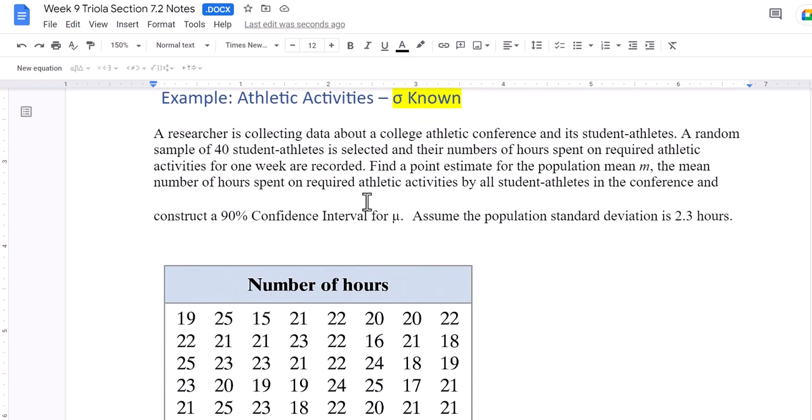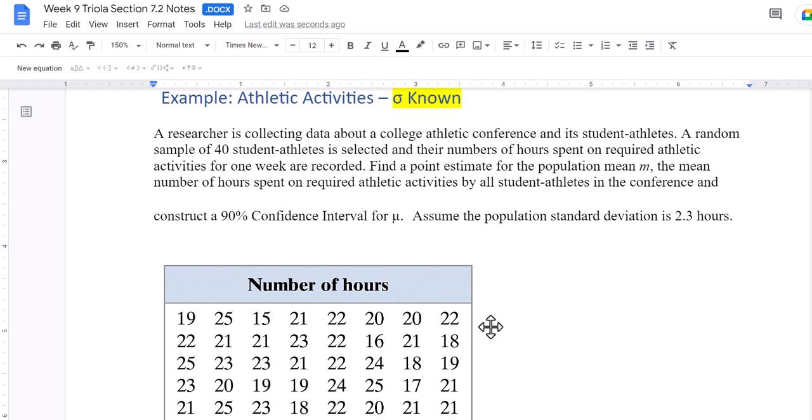Researchers are collecting data about a college athletic conference and its student athletes. A random sample of 40 student athletes is selected and their number of hours spent on required athletic activities for 1 week are recorded. Find a point estimate for the population mean, so that will be the sample mean, which is the mean number of hours spent on required athletic activities by all student athletes in the conference. And then we want to construct a 90% confidence interval for mu. Assume the population standard deviation is 2.3 hours.